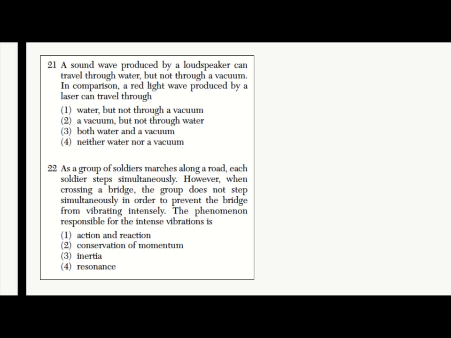A sound wave produced by a loudspeaker can travel through water but not through a vacuum. In comparison, a red light wave produced by a laser can travel through blank. Alright, so now we're treading into wave territory, and we need to know the two types of waves. There's mechanical, and there's E&M waves.